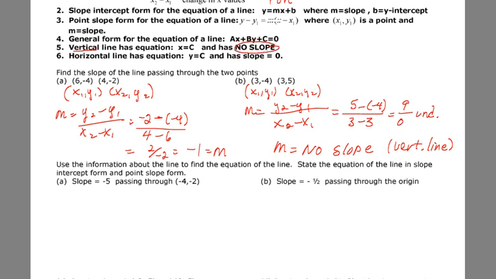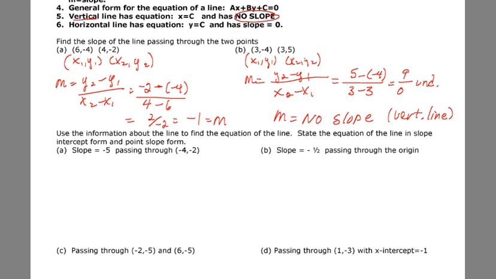Okay, well, let's do some more work. Let's use the information about the line to find the equation of a line. And we're going to state the equation of the line in slope-intercept form and in point-slope form. So let's look at the information we've been given. I've got a slope equal to negative 5, and it passes through the point (negative 4, negative 2). When I'm given a slope and I'm given a point, then I'm going to use the point-slope form, which if I read above, is y minus y1 equals m times x minus x1.